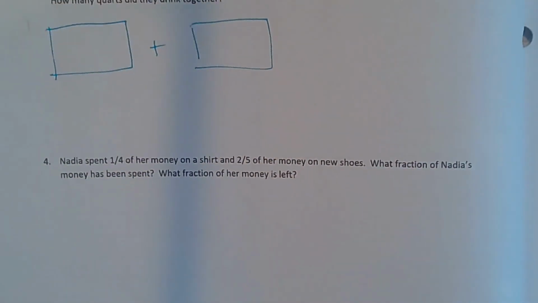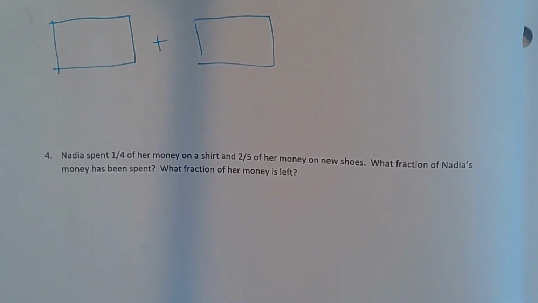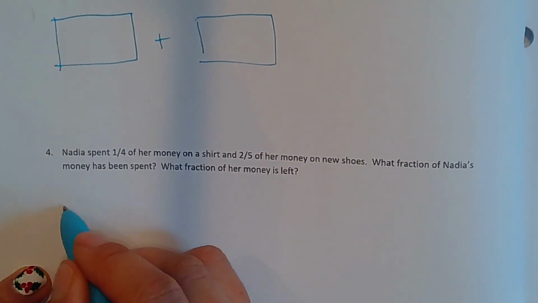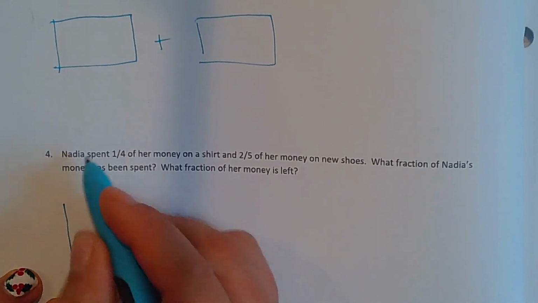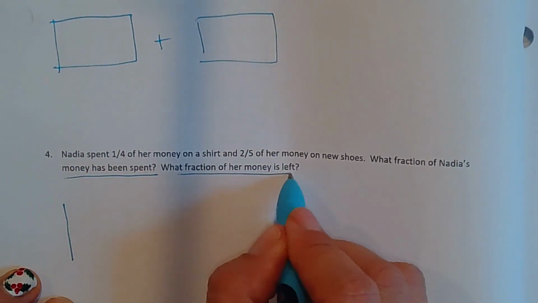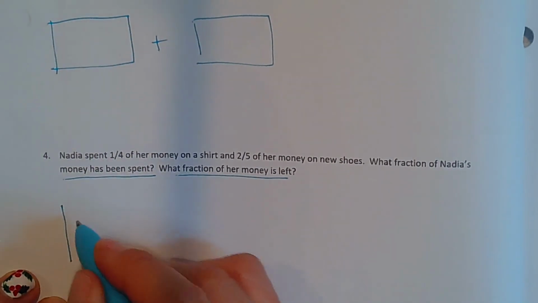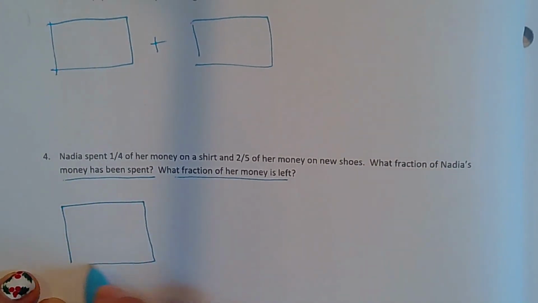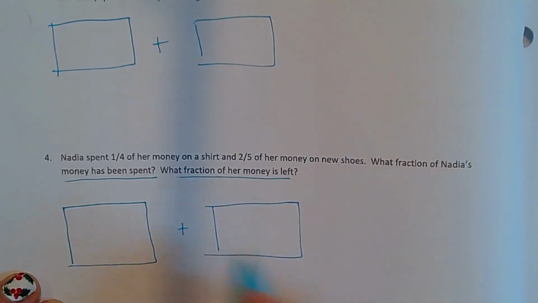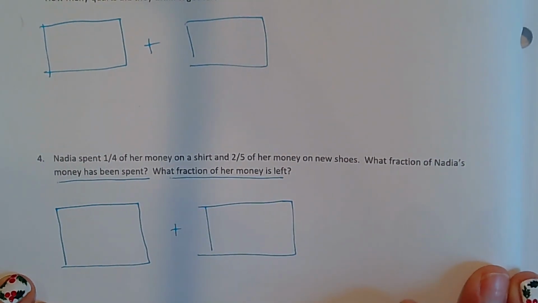Then Nadia spent 1/4 of her money on a shirt and 2/5 of her money on new shoes. What fraction of Nadia's money has been spent? Ooh, so how much did she spend? And how much money is left? So this one is going to be definitely a little bit more advanced, but it's a really great thinking problem.